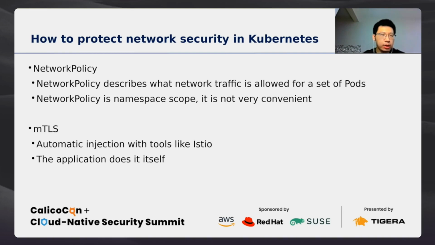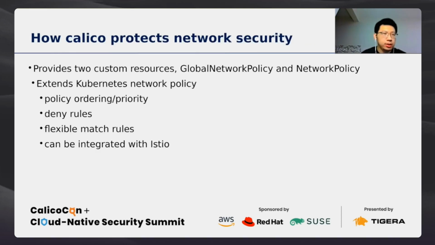Another one is not provided by Kubernetes, but through application or some other framework can do it. For example, we can enable auto mTLS injection with service mesh solutions such as Istio or Linkerd to ensure the security of connections between applications. Of course, mTLS can also be implemented by modifying the applications themselves, but the cost will be really high. See how Calico protects the network.